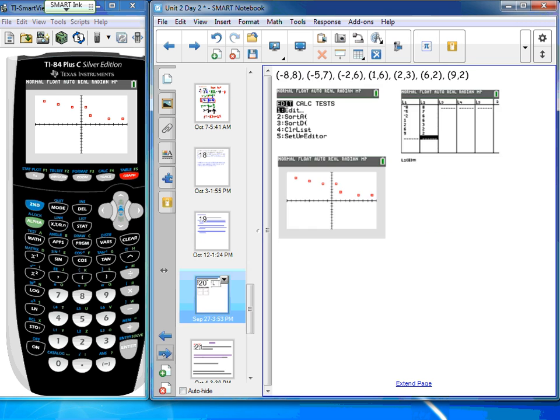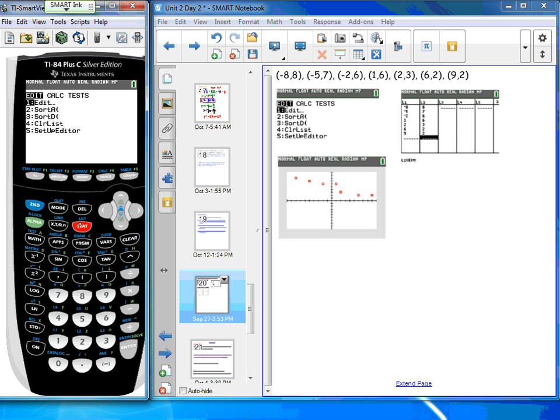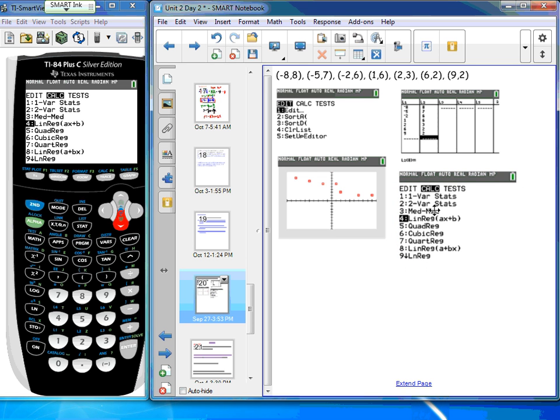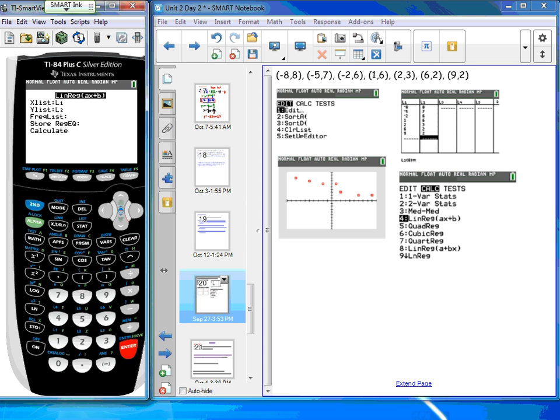Everybody listen carefully. So we're going to go stat again, but this time we're going to right arrow over to the calc menu. So everybody stat, right arrow to the calc menu, and now we're going to go to LinReg, ax plus b. So that is stat, calc, LinReg, enter, and the command will come up on your home screen.